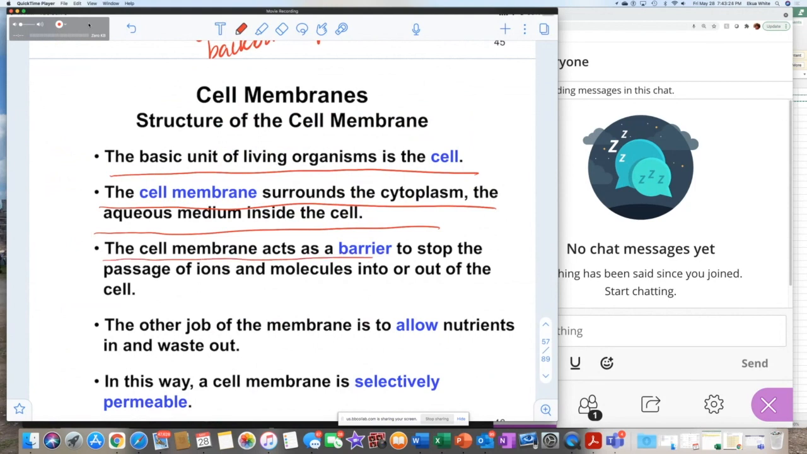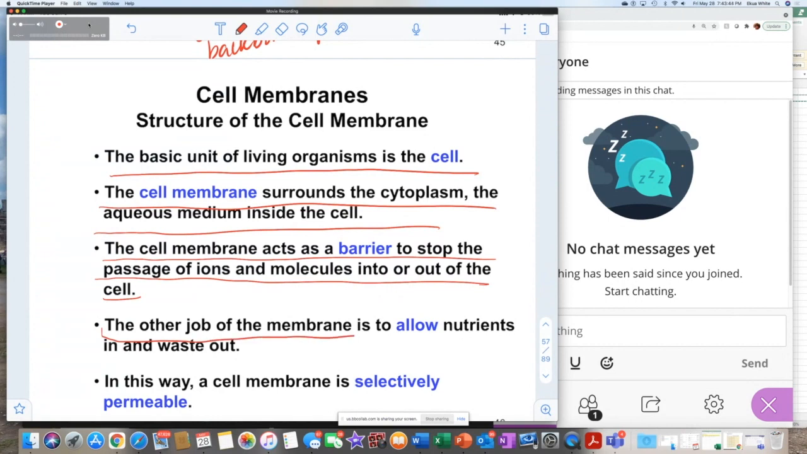The cell membrane acts like a barrier to stop the passage of ions and molecules in or out of the cell. So the cell membrane is kind of like our skin, and our skin is porous, right? But it allows certain things to go in and certain things can't go in. We know our skin has pores. The cell membrane allows certain things to go in and certain things can't go in.